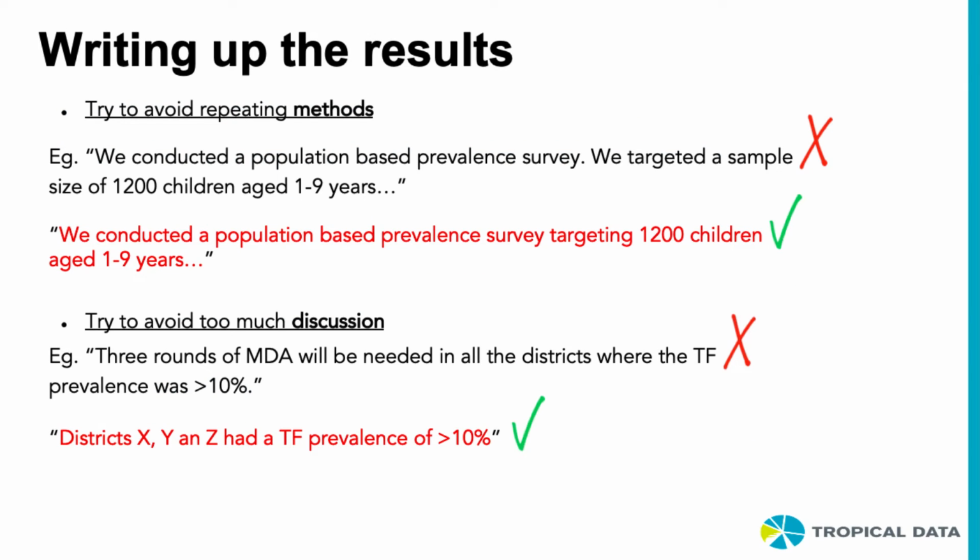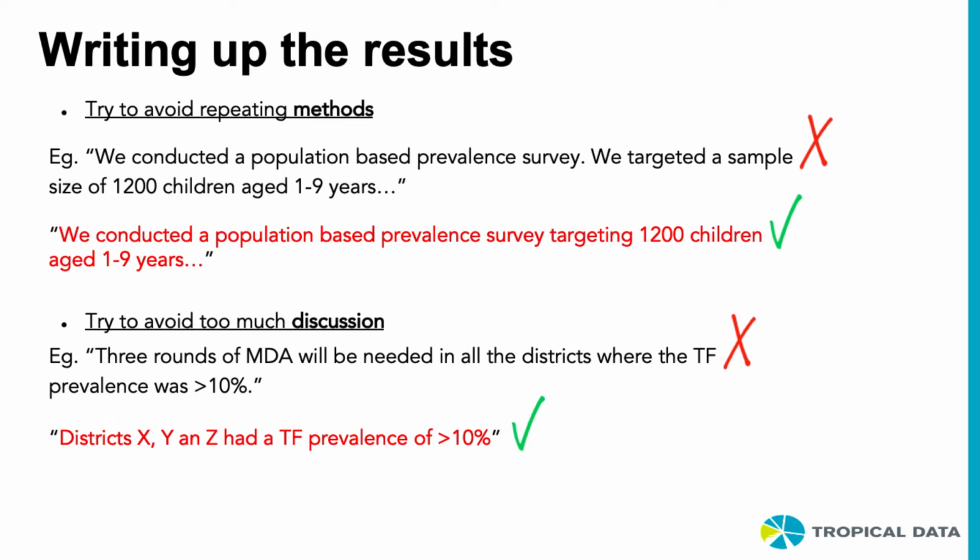Try to avoid repeating methods. For example, instead of writing, "We conducted a population-based prevalence survey. We targeted a sample size of 1,200 children aged 1 to 9 years," you can combine it into one sentence. For example, "We conducted a population-based prevalence survey targeting 1,200 children aged 1 to 9 years."